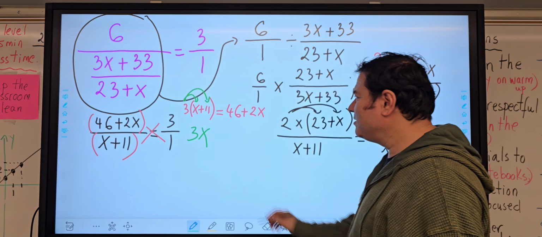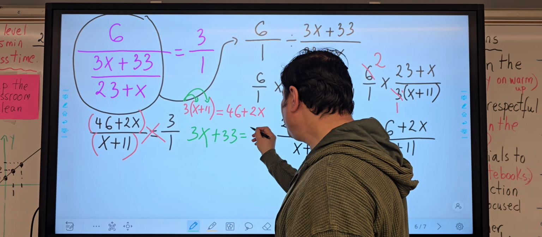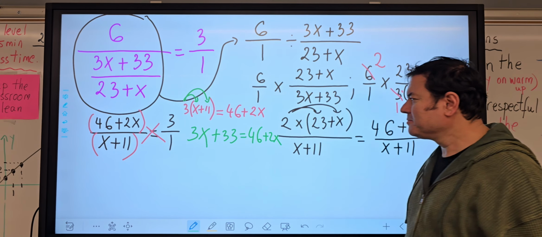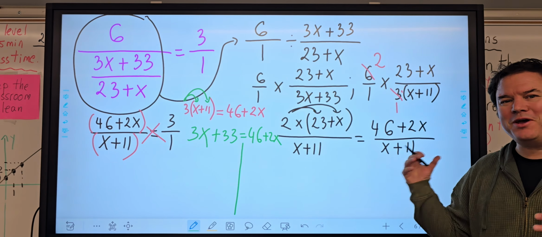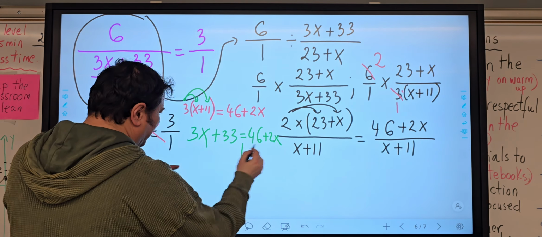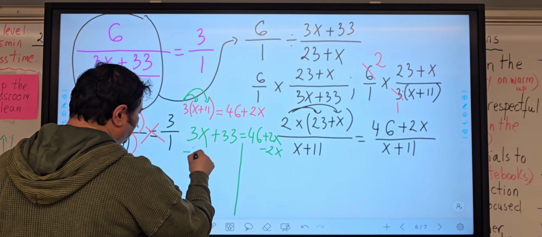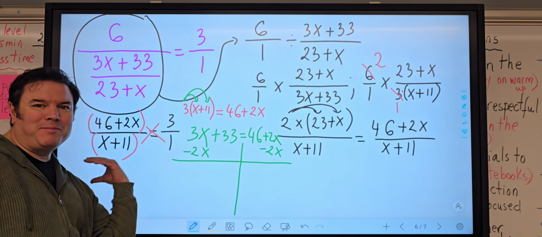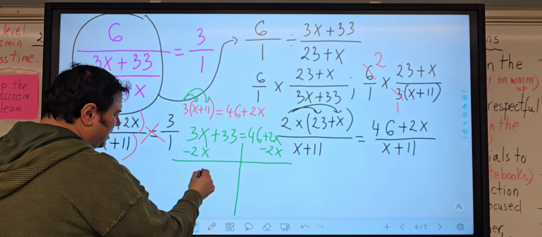3 times 11 becomes 33, plus 33 equals 46 plus 2x. Okay, and now we have an equation with variables on both sides. So in order for us to solve for x, we are going to subtract 2x on both sides, minus 2x, because the goal is first to bring all the variables to one side of the equation. Okay, so 3x minus 2x becomes x.